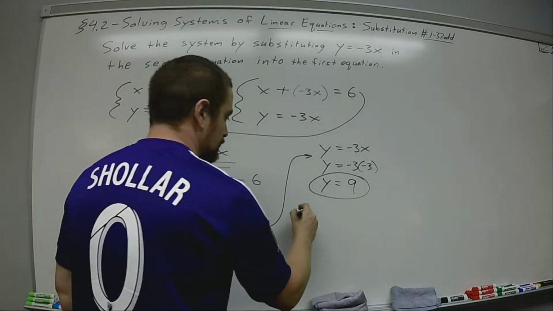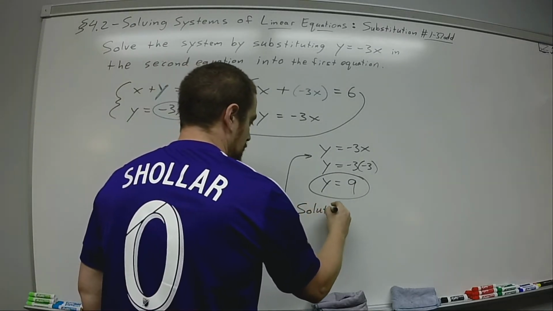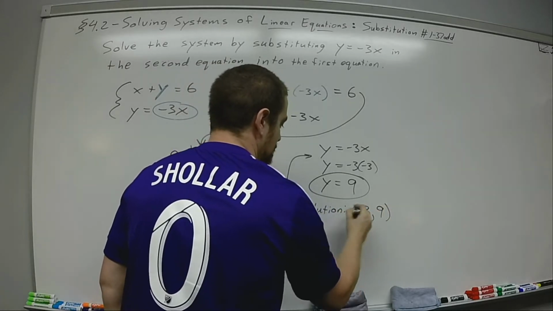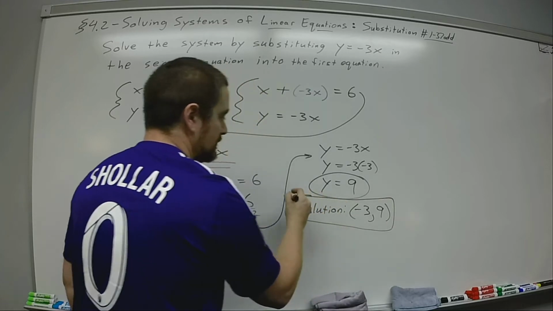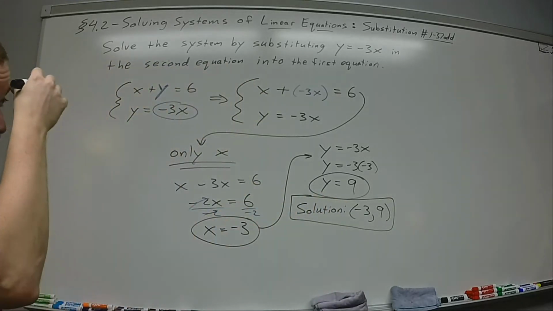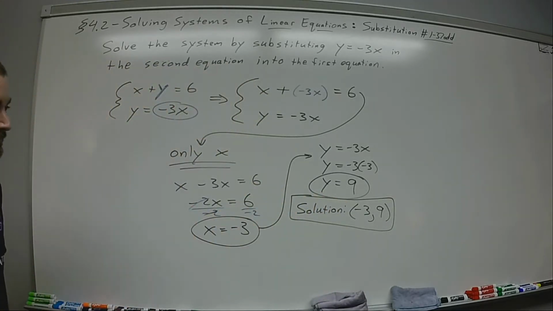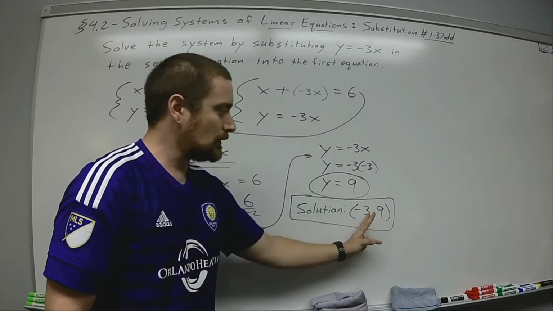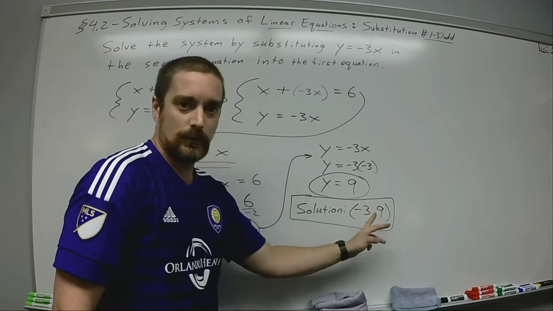So there's my solution. It is the ordered pair negative 3, 9. You can either just circle each the x and the y, or you can write it out as the ordered pair negative 3, 9. Just don't write 9, negative 3, because then you're writing the y where the x goes and the x where the y goes.